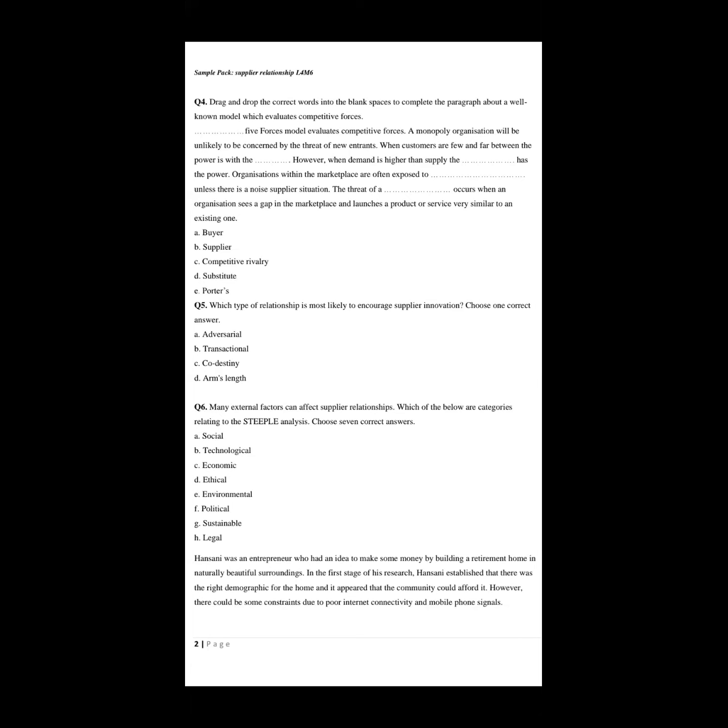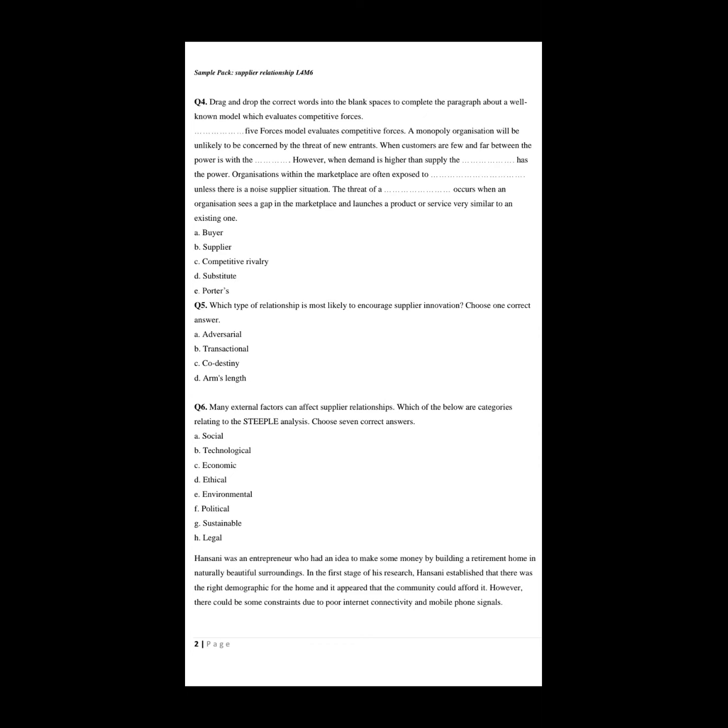Okay. So we can try. We can start now. So the first one is Porter's Five Forces. Porter's Five Forces Model evaluates competitive forces. A monopoly organization will be unlikely to be concerned by the threat of new entrants when customers are few and far between. The power is with the buyer.